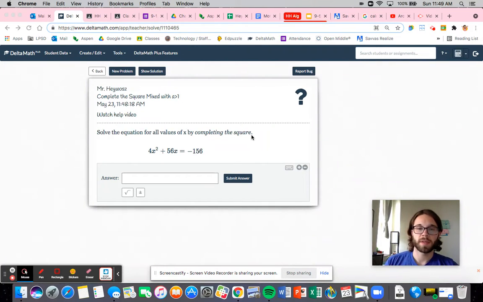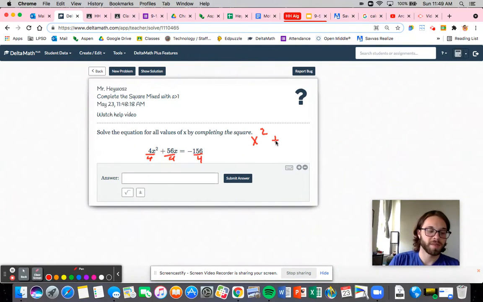So the big difference that you have to be careful with is that you have an a, right? Now you have an a. So the first thing you are always going to do is divide everything by a. In this case, I'm going to divide everything by 4. Divide by 4, divide by 4, divide by 4. You like situations like this where things cancel out nicely.